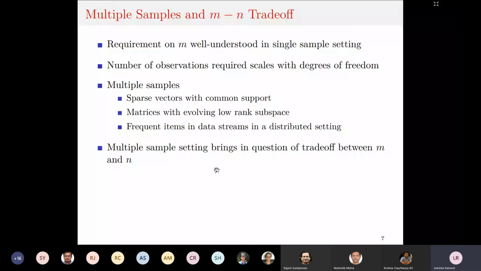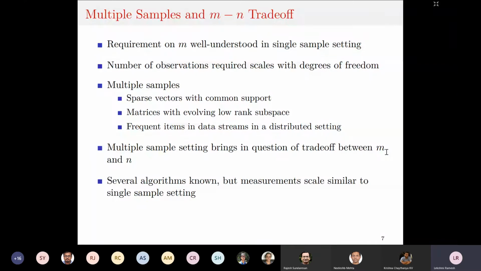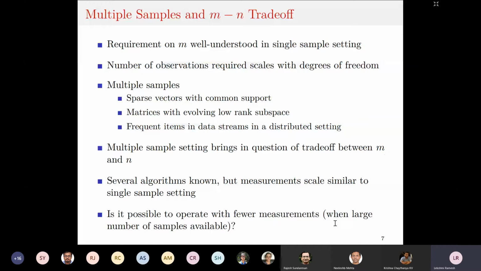This has been studied, especially in the case of sparse vectors. This is known as the multiple measurement vector setting, and there are several algorithms known for this. But the number of measurements that you require per sample still scales similar to what you require in the single sample setting. So it's not clear from those algorithms what the benefit is of having multiple samples. The question that we would like to answer is whether, when you have a large number of samples available, you can operate with fewer measurements per sample.